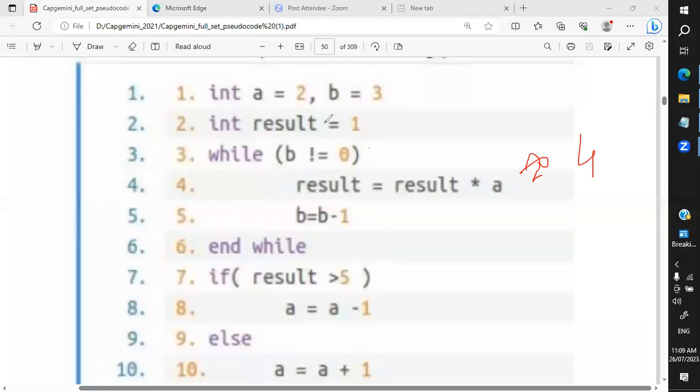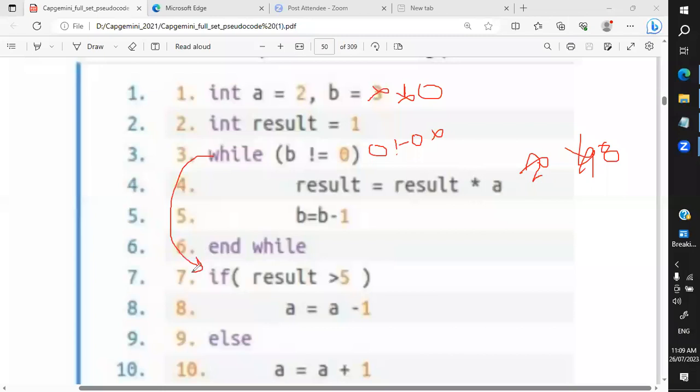Next, B value was 2. That will become 1 now. When B value is 1, what will happen? 1 not equal to 0, true. Enters inside. Again, result into A means 4 into 2, which is nothing but 8. Now B is equal to B minus 1. It was 1. It will become 0. Now it comes back: 0 not equal to 0, is it true? False. As it is false, it comes out of the while loop.